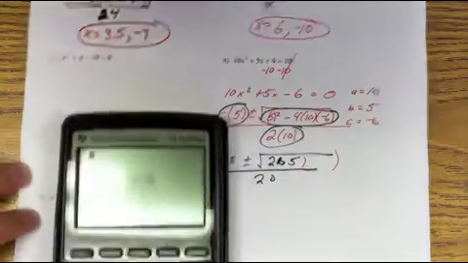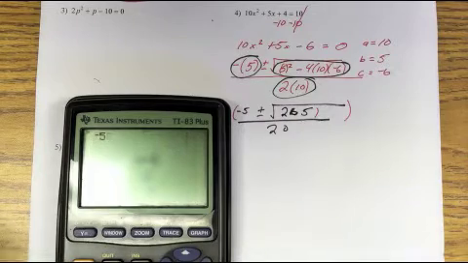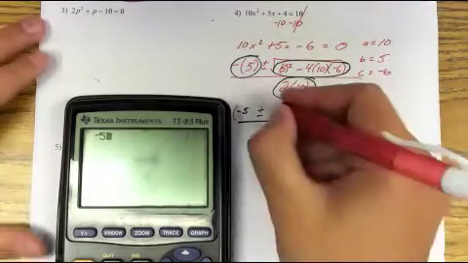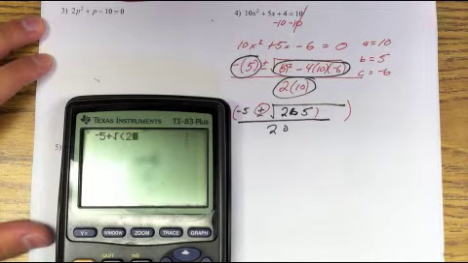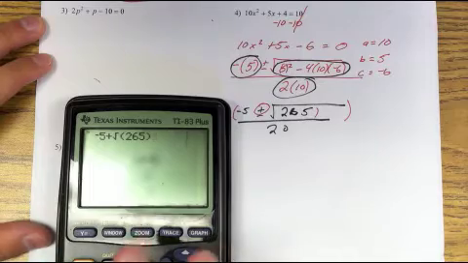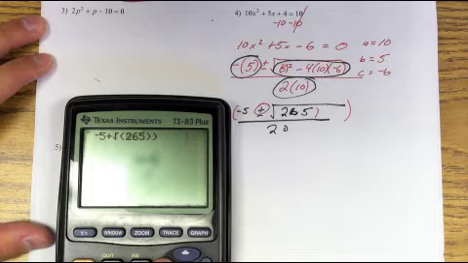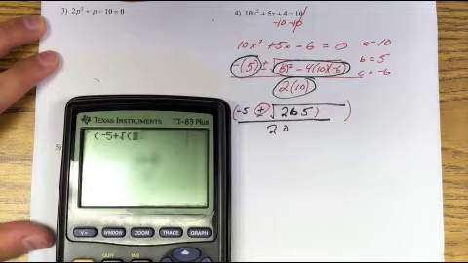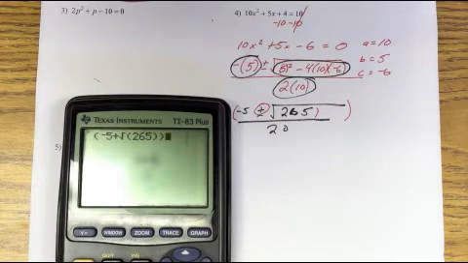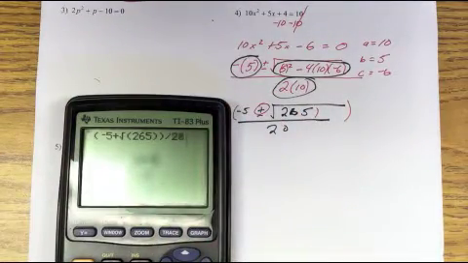So we have negative 5. Which one do you want to do first? Plus or minus? Plus it is. Plus the square root of 265. Close your parentheses for the square root. Close off the top. Oops, look what I forgot to do. Open parentheses, negative 5. He'd probably be yelling at me right now. Okay, that looks much better. We have the double parentheses at the end, and we're closing off the top, divided by 20.